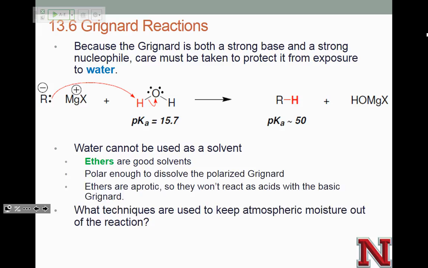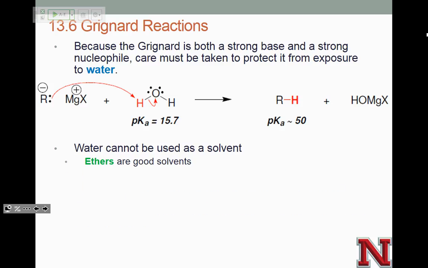So ethers, diethyl ether being the most common, has polarity but no acidic hydrogen. So this is the solvent that these reactions are commonly done in. Again, this reaction is kind of hard to do down here because we always have a lot of water in our air. It works a lot better in places like Arizona that don't have humid temperatures. That's how sensitive this reaction is to water.